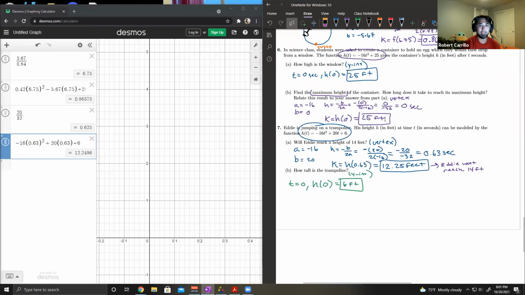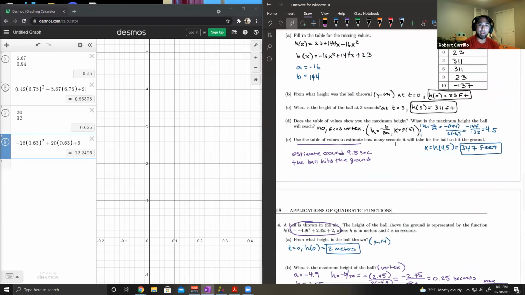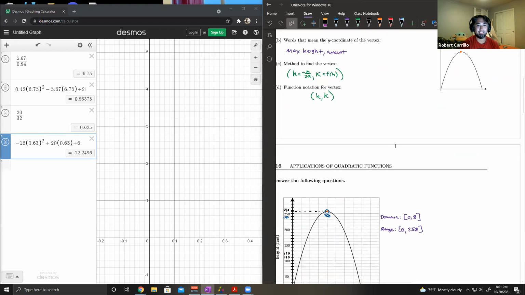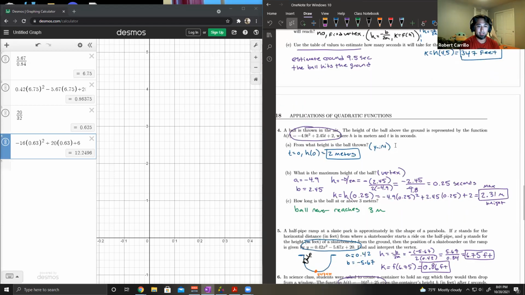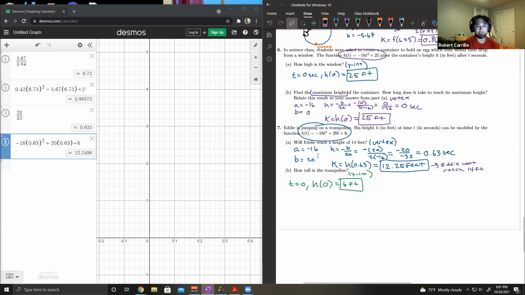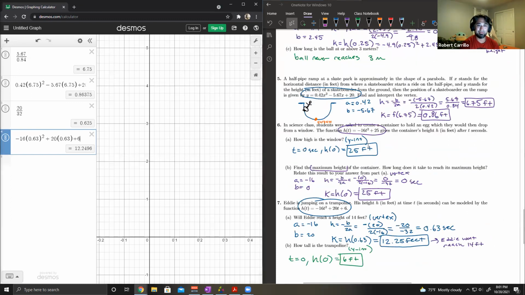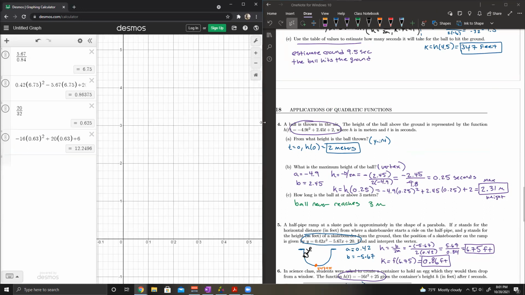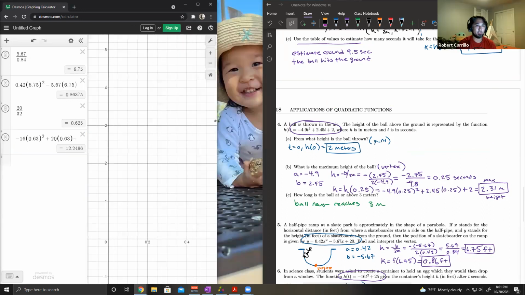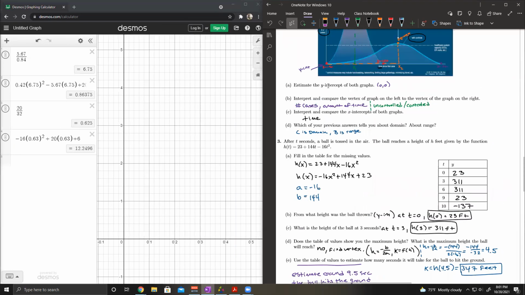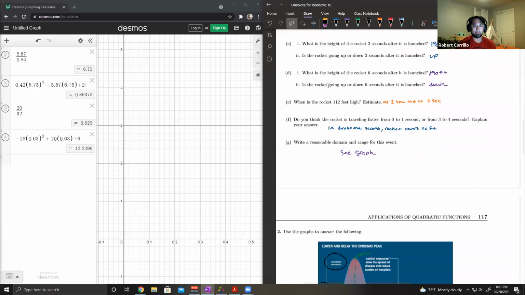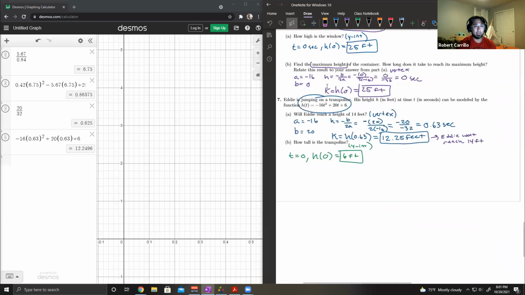All right, guys. Those are quadratic applications. Brutal, huh? Or not too bad? Not too bad. It's just a lot of deciphering, translating English into algebra. It's definitely difficult.